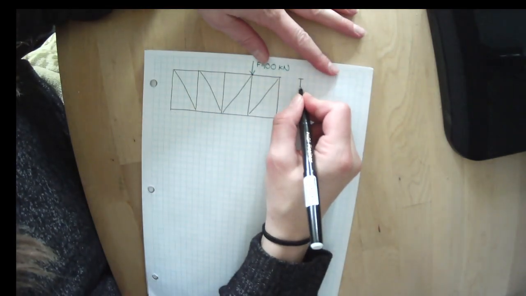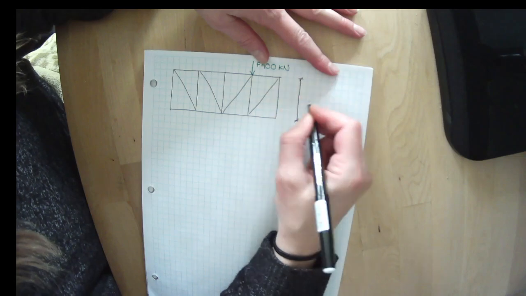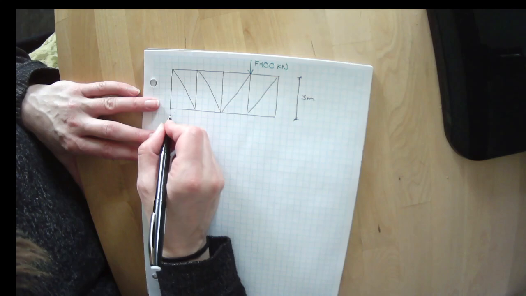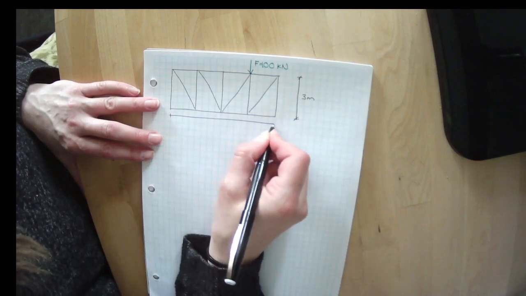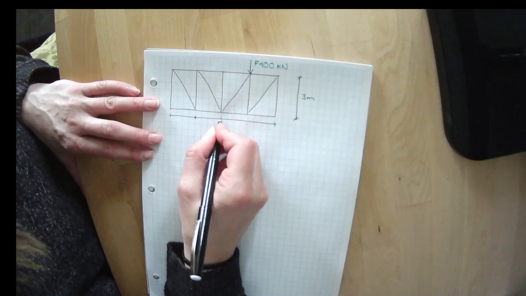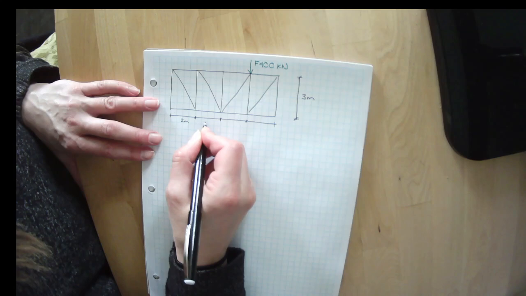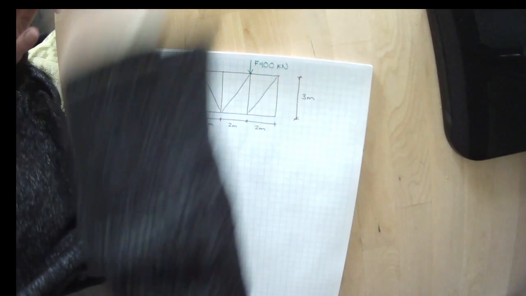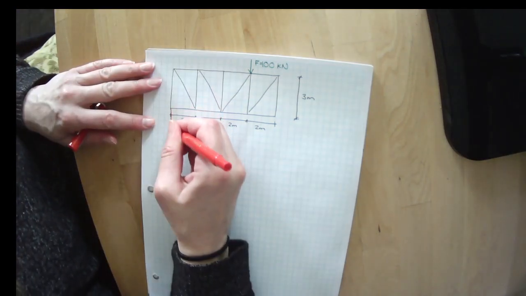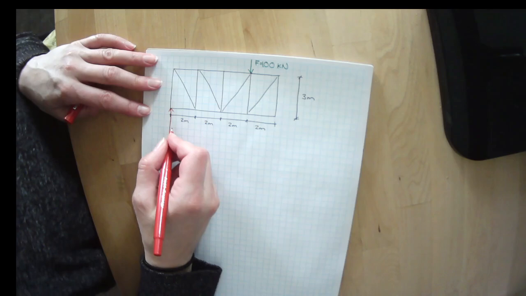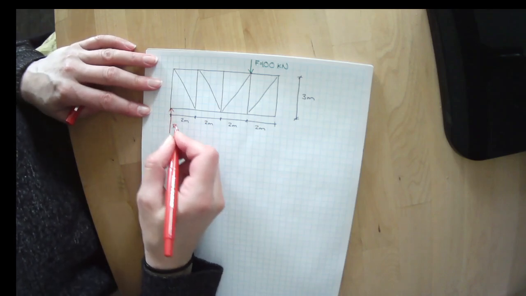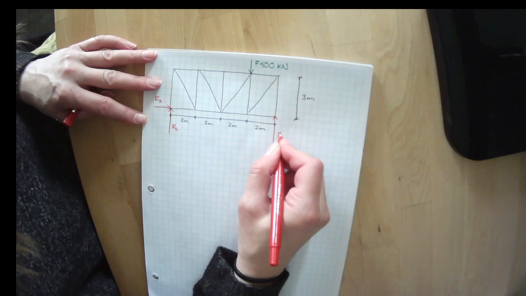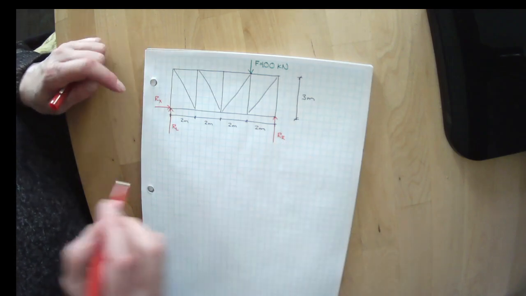Let's draw our dimensions in here. 3 meters, and they said that each bay was 2 meters. So 2 meters, 2 meters, 2 meters, and 2 meters. And it's a pin roller connection. So this is reaction left, reaction X, and reaction right.